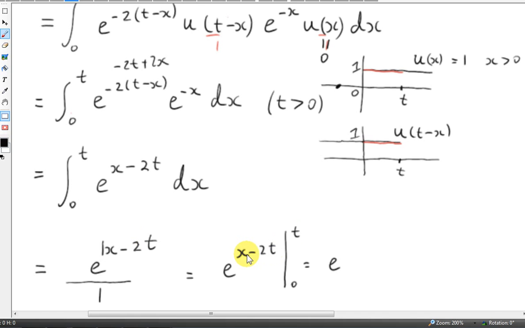Okay, we apply our limits. We plug t in for x, so we get e to the power of minus t on top for the upper limit. Then we have minus e to the power of, plug 0 in for x, so we get minus 2t.